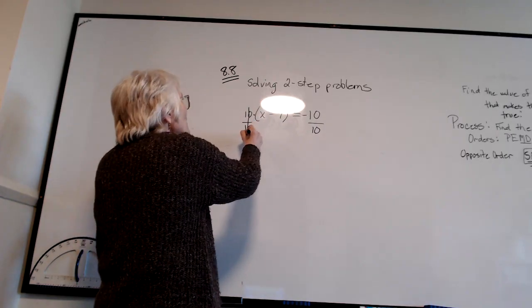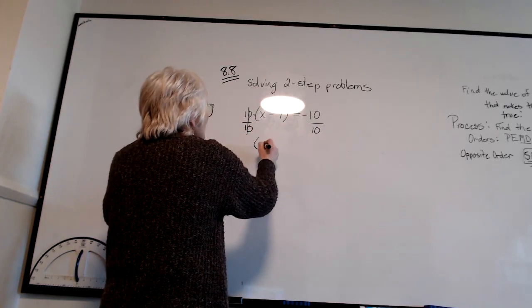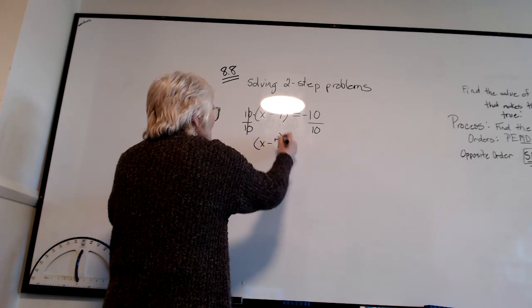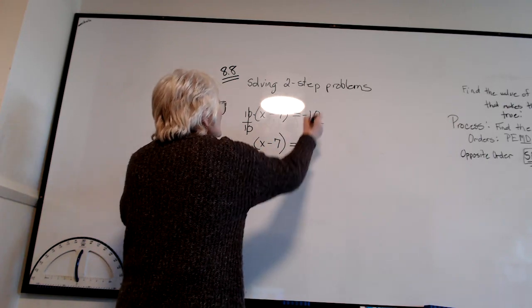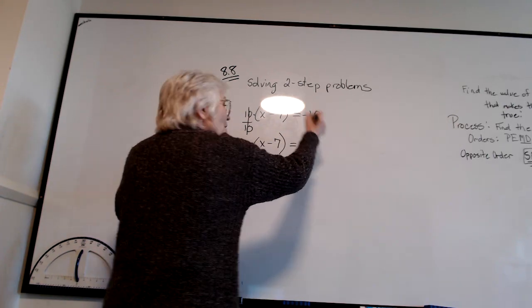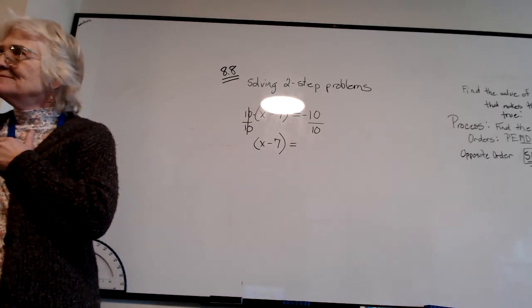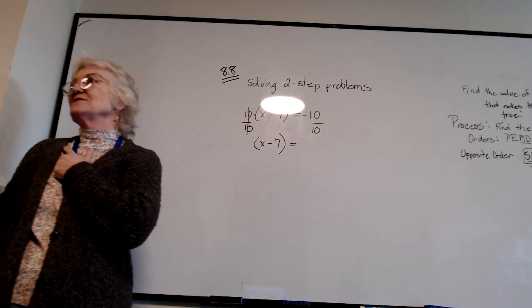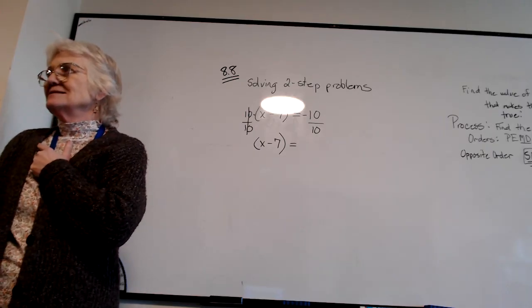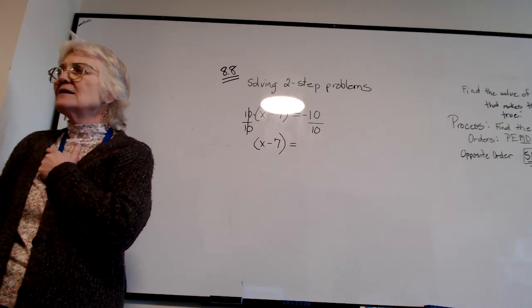This gives me 1, so that really means I just have x minus 7 here equals -10 divided by positive 10, which is what, Marcy? -10 divided by positive 10. Not quite. Think about division.